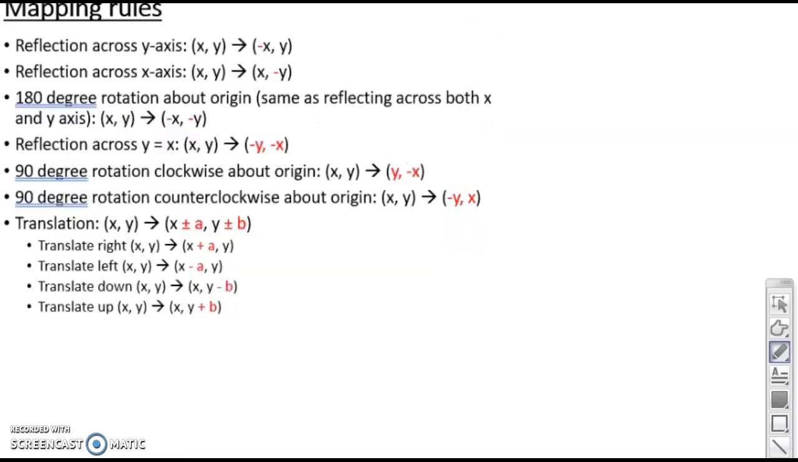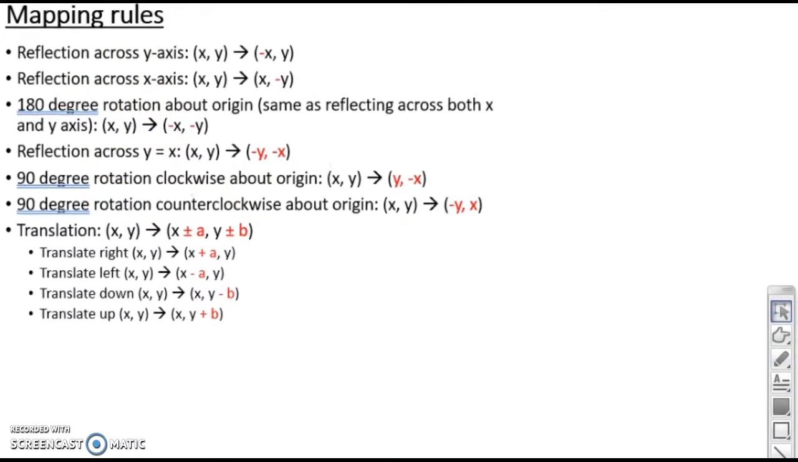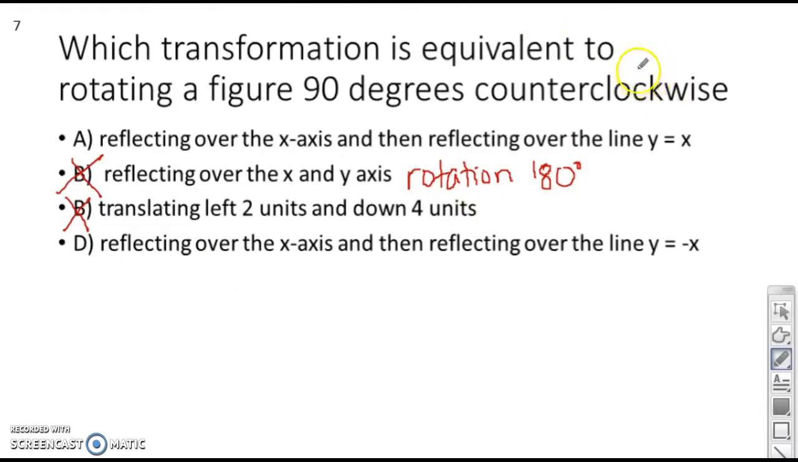Well, let me mention this. It also helps to really know your mapping rules. So here they are in case you forgot them. You can take a snip of those and study them again. But if we want to rotate 90 degrees counterclockwise, this is the rule that we're going to apply. We're going to put the Y first and change the sign, and then the X. So a 90 degree counterclockwise rotation gives us this mapping rule.